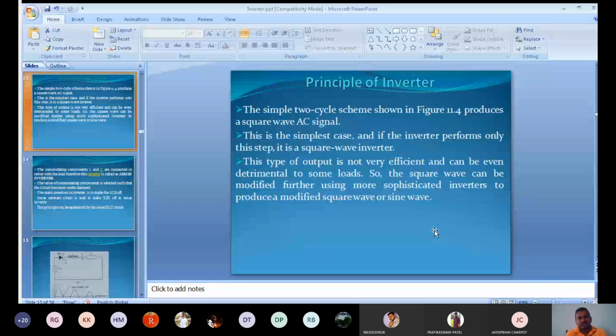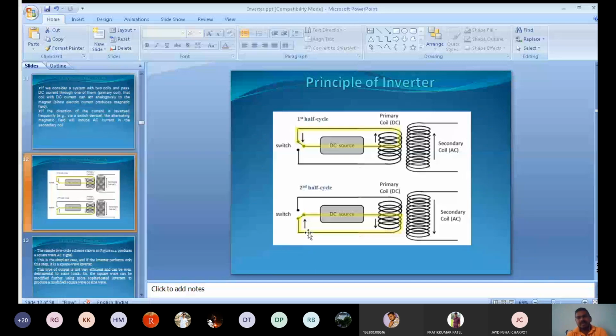So in place of the switch we are putting one SCR, because an SCR is also a power semiconducting switch. This is the mechanical switch, so in place of the mechanical switch we put one SCR or power semiconducting device which works as a switch. So this circuit works as an inverter. This is the basic principle of the inverter.